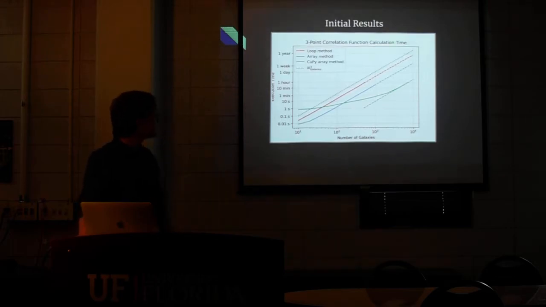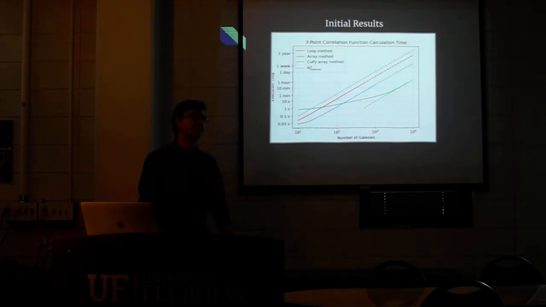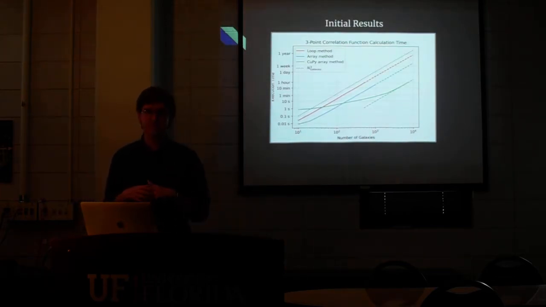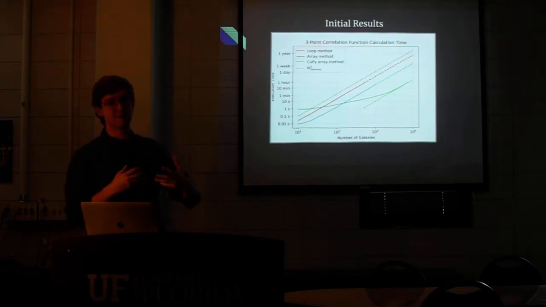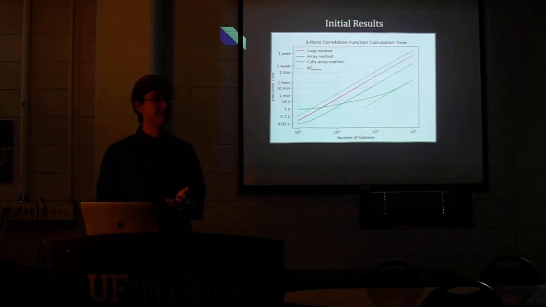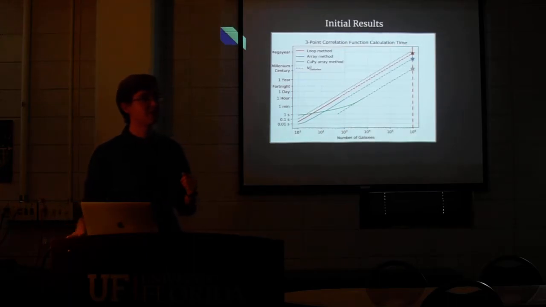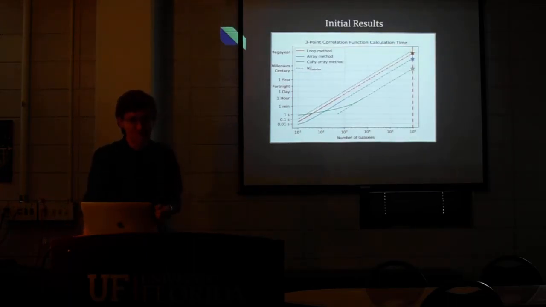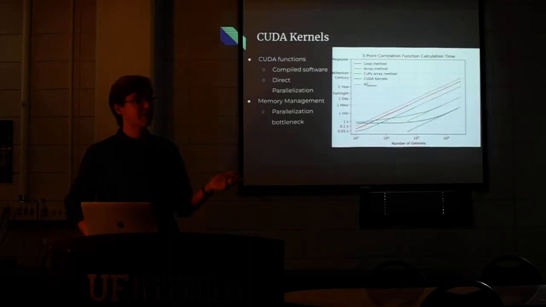The problem, of course, as you can see right here, around 10^4, is we asymptote back to that n-cubed scaling. That's because CuPy can't actually reasonably parallelize certain parts of the code. And so that's a problem, because if we go all the way out again to our goal, we're still talking hundreds of years to complete. Still too long. So where do we go from there?